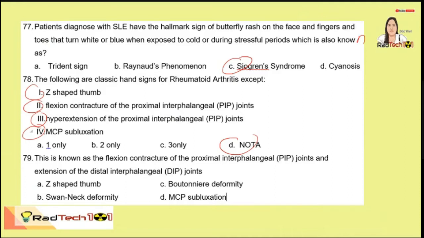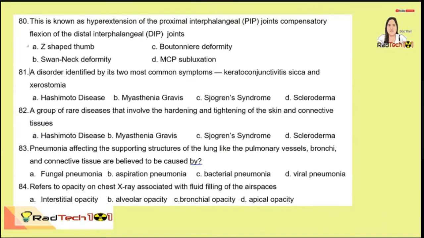Number 79: this is known as the flexion contracture of the PIP joints and extension of the distal joints. So this refers to the boutonniere deformity. So that is in radiopathology. Number 80: this is known as hyperextension of the PIP joints with compensatory flexion of the distal joints. So that is swan neck deformity.